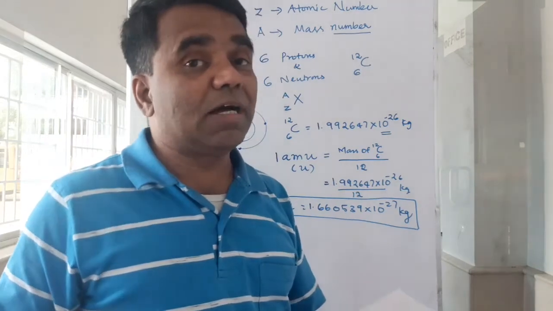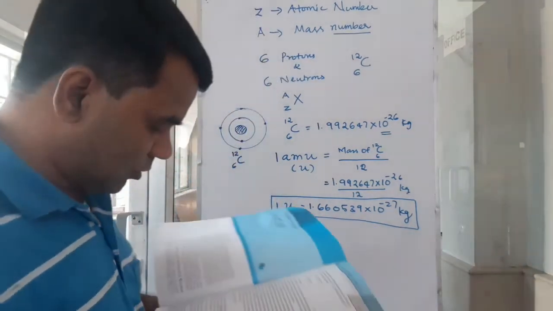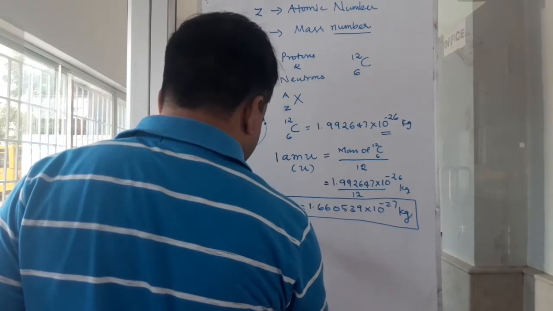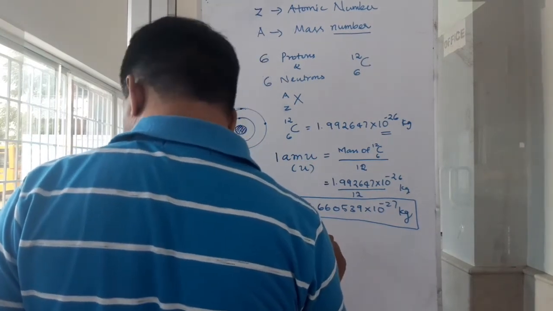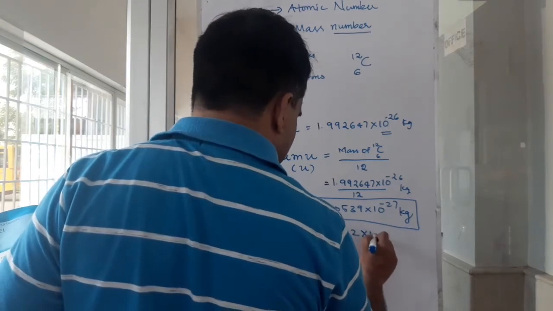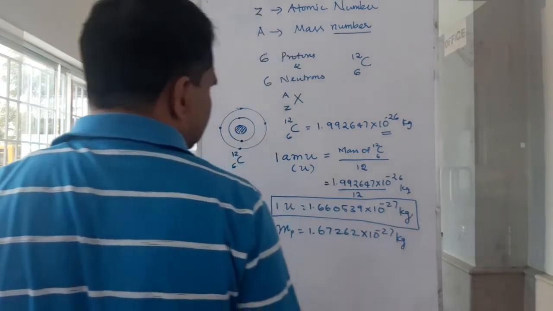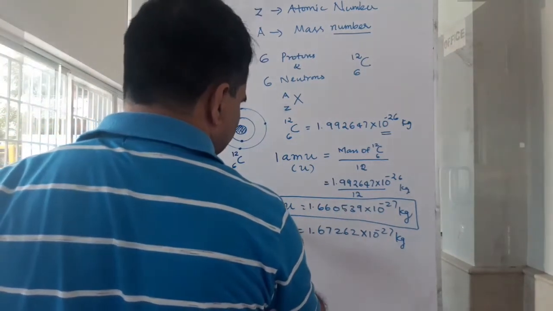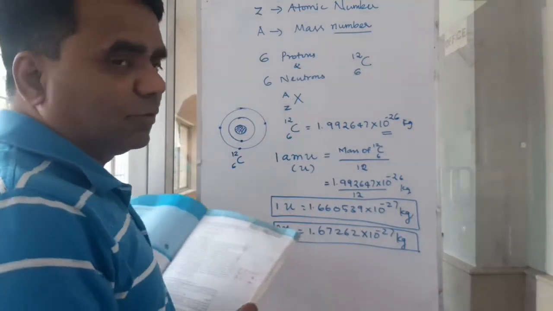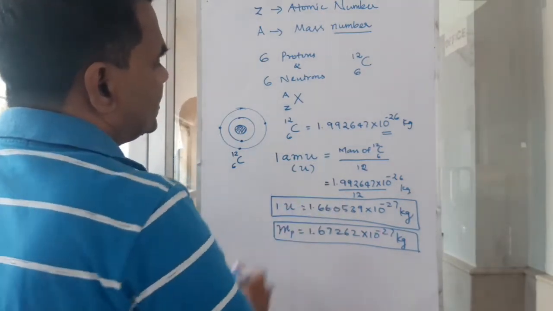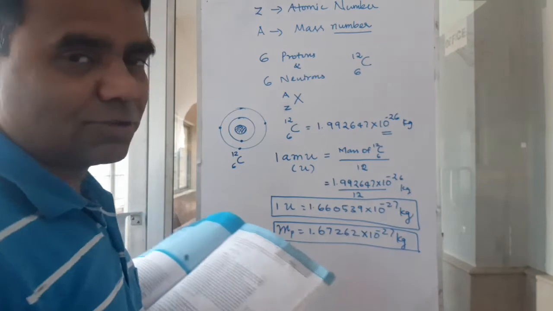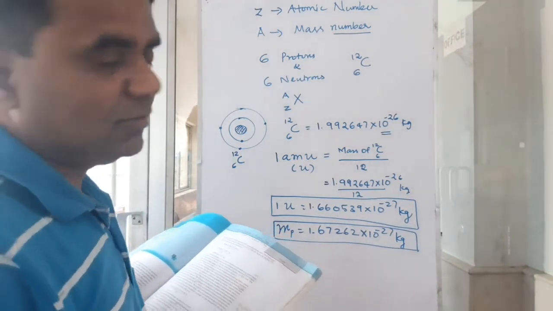And if you compare this with the mass of a standalone proton, which is given to be 1.67262 into 10 power minus 27 kg, you see there is only a slight difference. Very slight difference between one atomic mass unit and the mass of a proton. So for all practical purposes, you can treat these two to be the same. One atomic unit is equal to the mass of a proton.